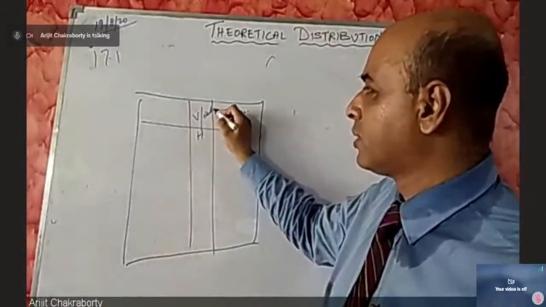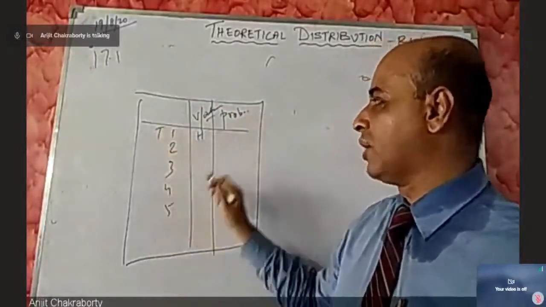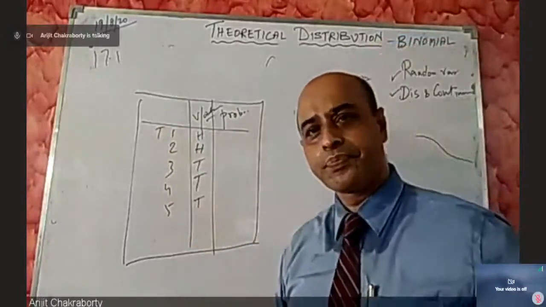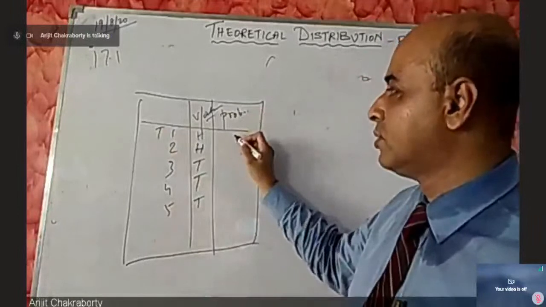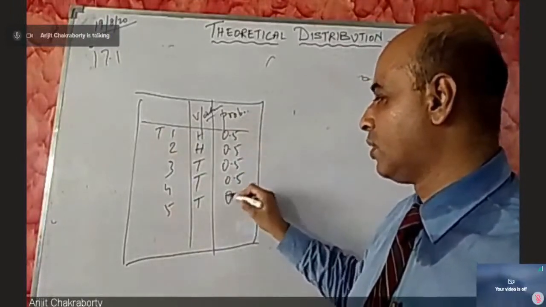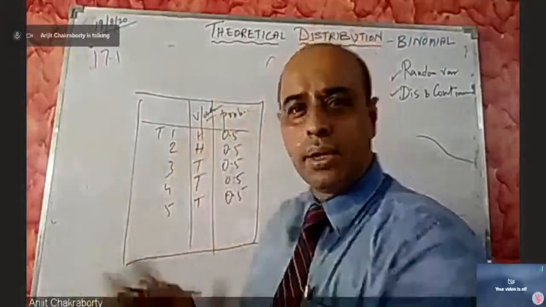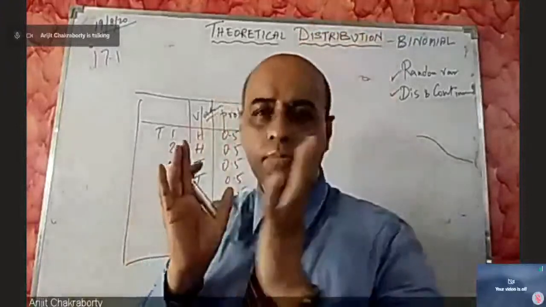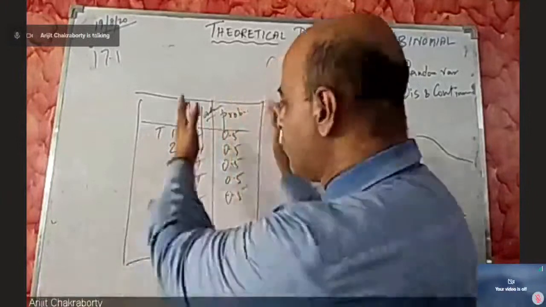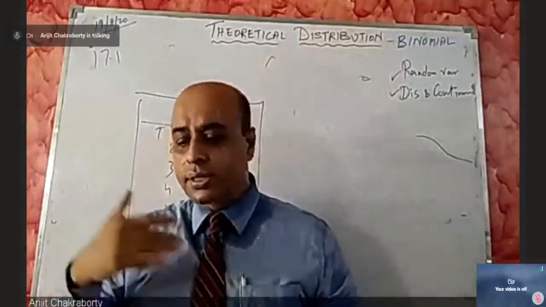Value or outcome, I would write it this way, outcome. So toss 1, toss 2, toss 3, 4, 5. Head, next one head, then third is tail, again tail, again tail. I write the probability also, so all 0.5, each 0.5. So it gives me an idea of what outcome, what probability, how many times. In this way we can develop a table, and this is the basic concept of probability distribution.